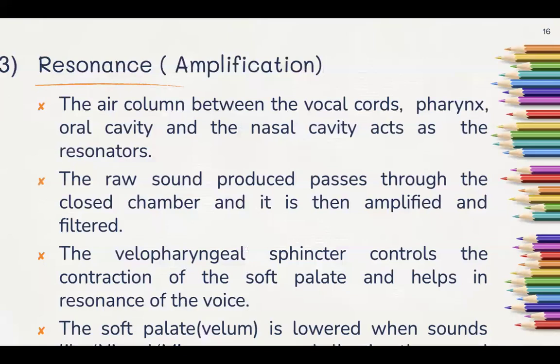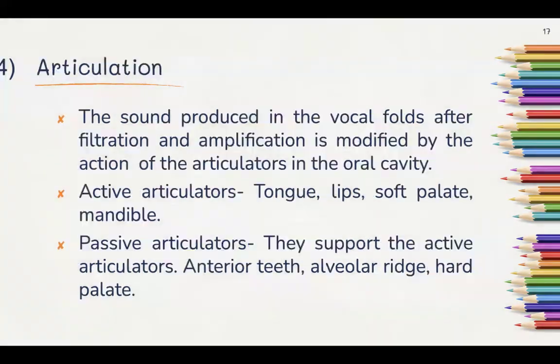And it is the resonance, or the amplification of the air column between the vocal cords, pharynx, the oral cavity, and the nasal cavity, that gives this. The raw sound produced passes through the closed chamber and is then amplified and filtered. The velopharyngeal sphincter controls the contraction of the soft palate and helps in the resonance of the voice. Articulation is caused by the sound produced in these vocal folds after filtration and amplification.